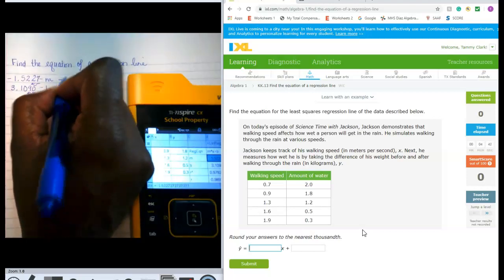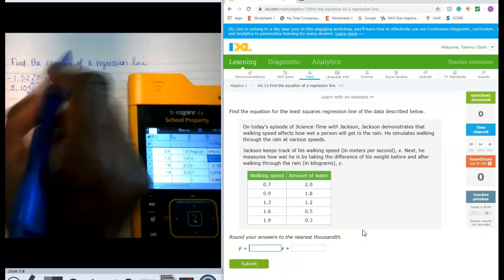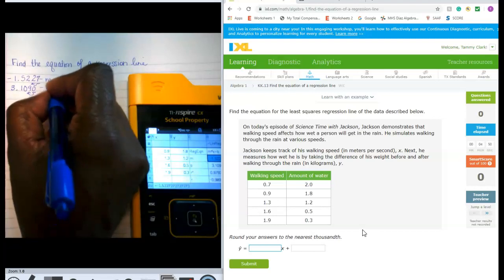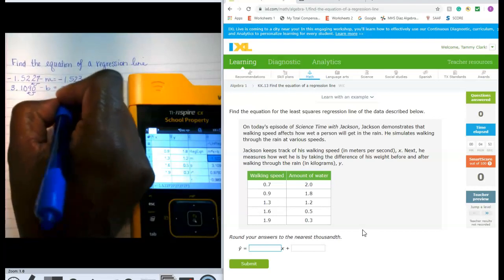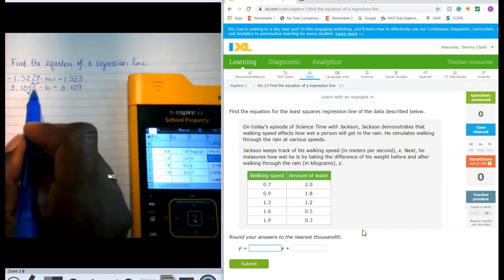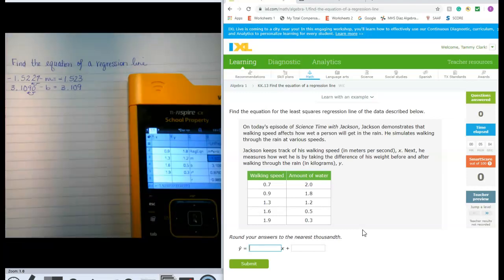So I've got negative 1.523 as my slope. And my y-intercept is 3.109. The reason I'm not changing this is because this number in the thousandths place is less than 4. So I'm just going to drop it. So I would just come over here and I would put negative 1.523. And here I would put 3.109.